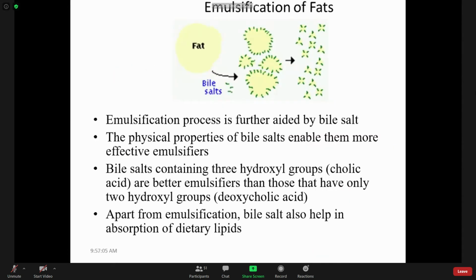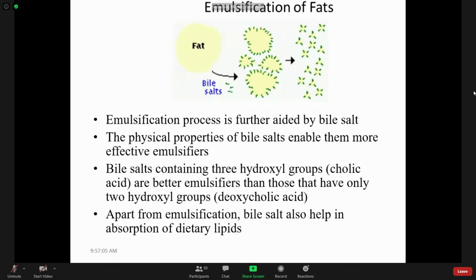The emulsification required for the activity of pancreatic lipase on its substrate, triacylglycerol, is further helped by bile salt. These bile salts are produced in the liver and released into the small intestine along with bile. The physical properties of bile salts enable them to be active emulsifiers. Bile salts are amphipathic in nature, so they help in emulsification of fat, that means conversion of large fat molecules into smaller droplets, which reduces the surface tension and exposes more surface area where enzymes can bind to the substrate for hydrolysis.